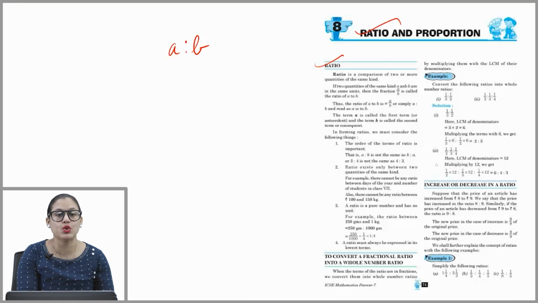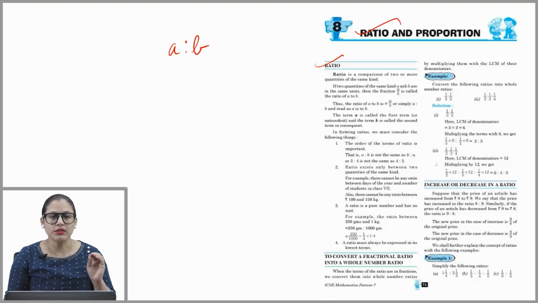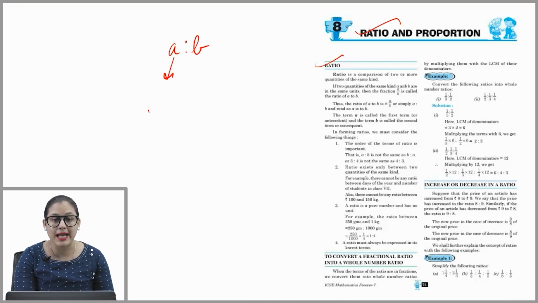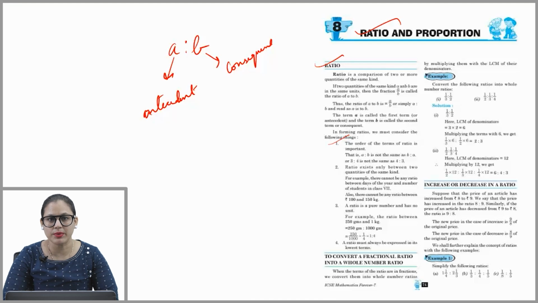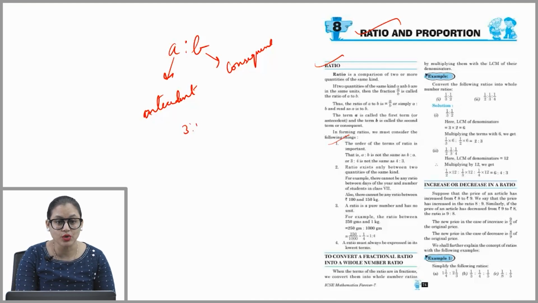This is read as A is to B, right? The term A is called the first term, or we can say antecedent, about which you already know. And term B is called the second term or consequent, right? So in forming ratios, we must consider the following things. Number one, the order of the terms of ratios is important. That is, A is to B is not the same as B is to A, or 3 is to 4 is not equal to 4 is to 3, right?